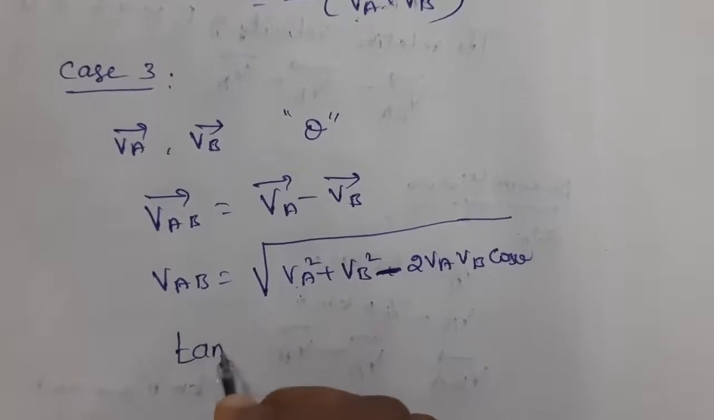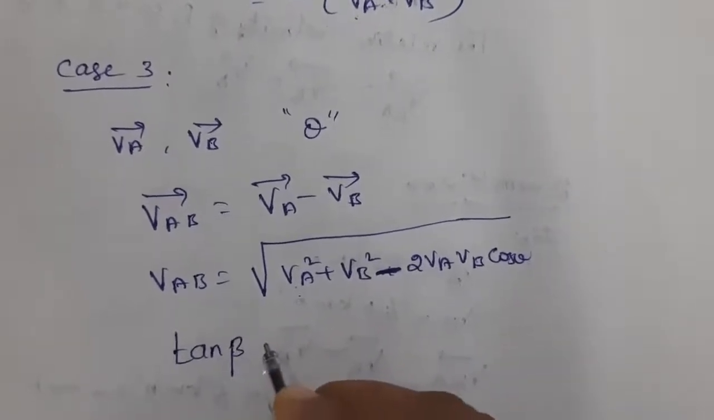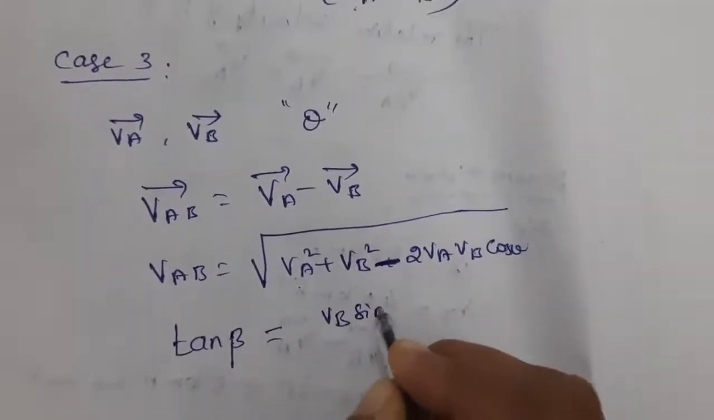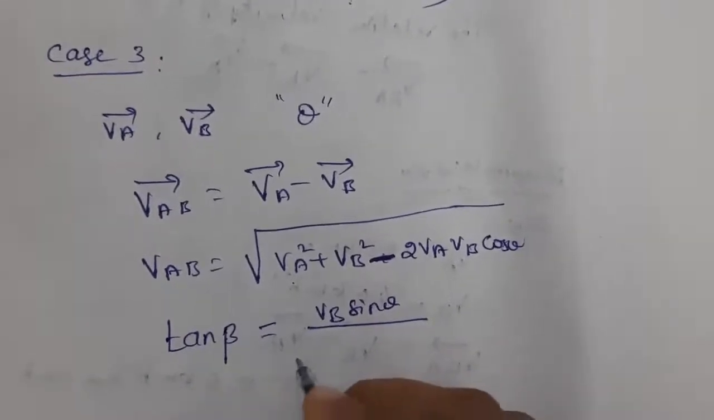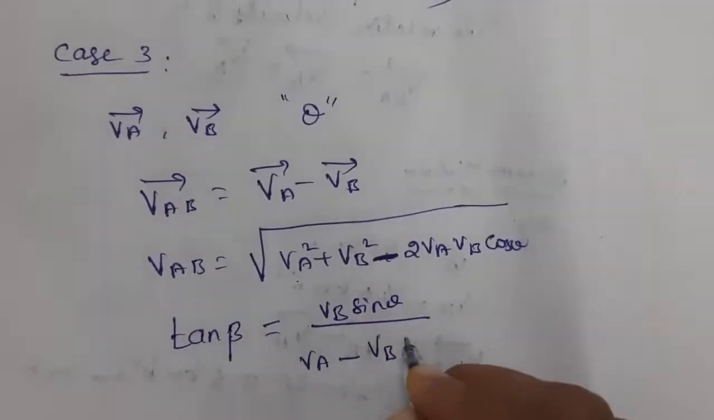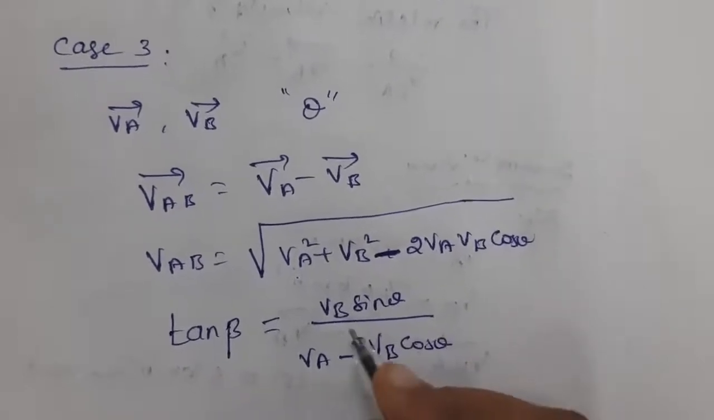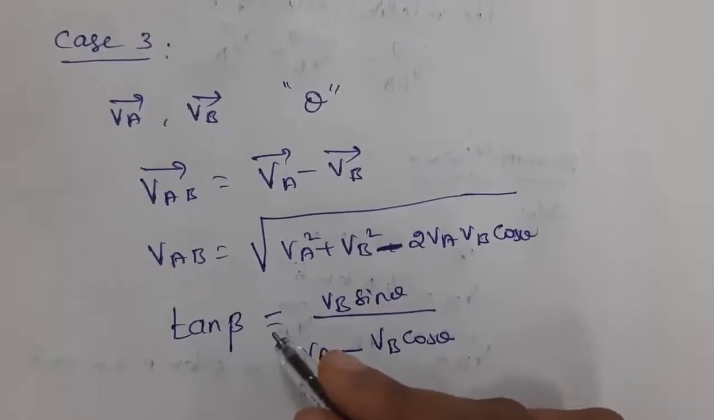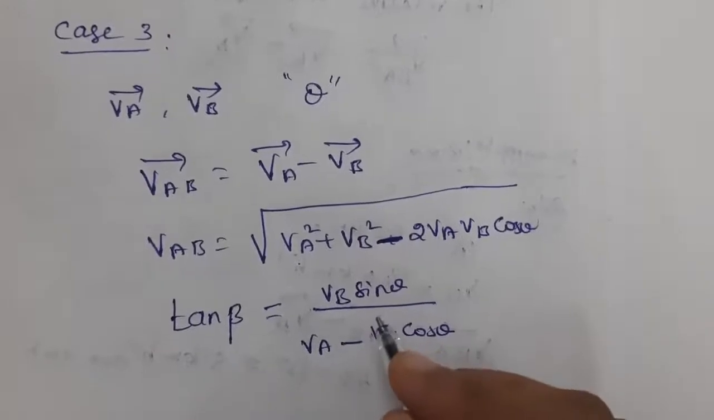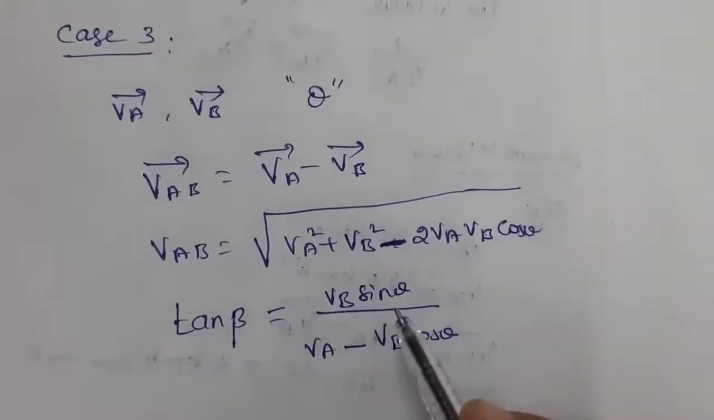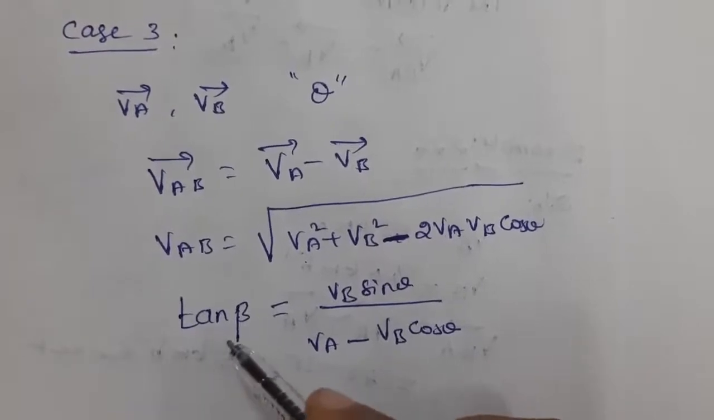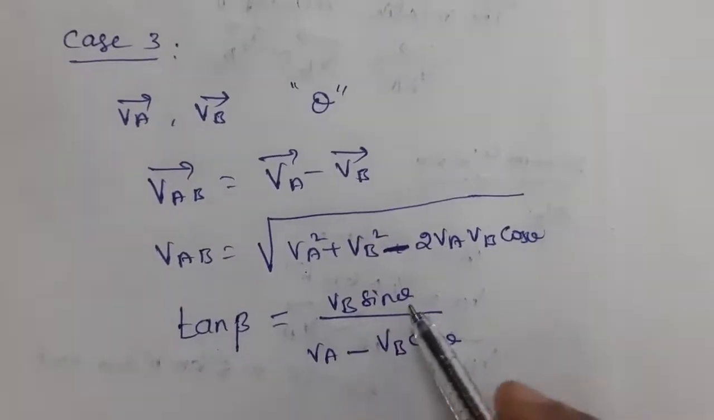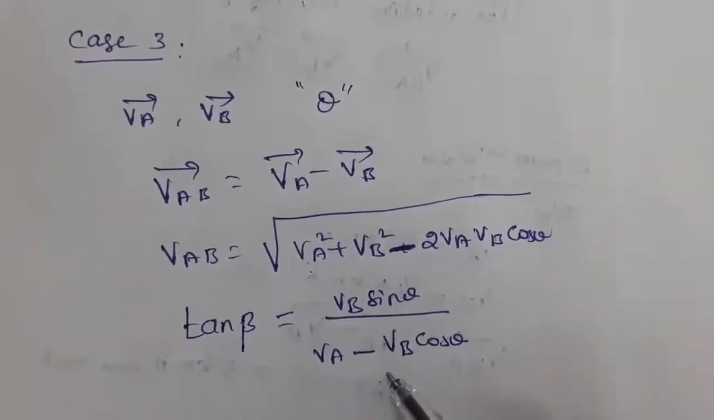The direction we can write in terms of tan beta. Beta is another angle. So we can write tan beta equal to VB sin theta divided by VA minus VB cos theta. Beta is the angle between VAB and VB. If you learn the triangle law of addition, this is very easy. Likewise here, tan beta, the direction of the relative velocity, is equal to VB sin theta by VA minus VB cos theta.